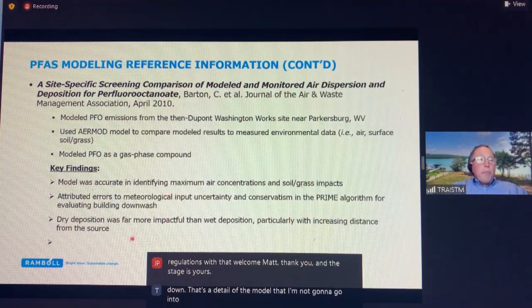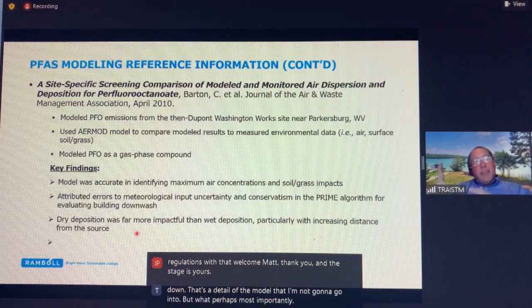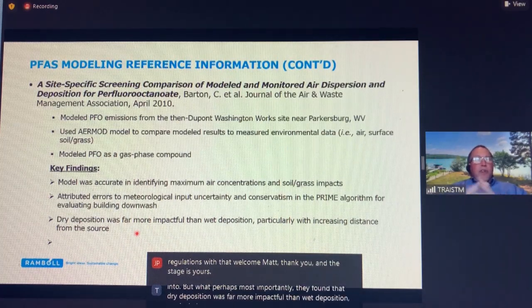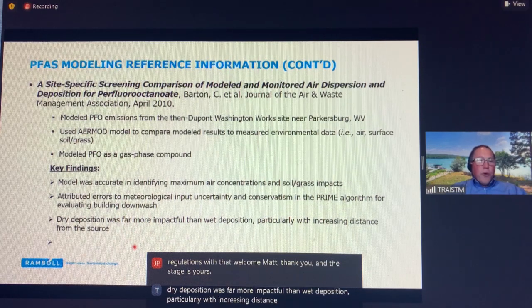But perhaps most importantly, they found that dry deposition was far more impactful than wet deposition, particularly with increasing distance from the source. I want you to take that one away too.